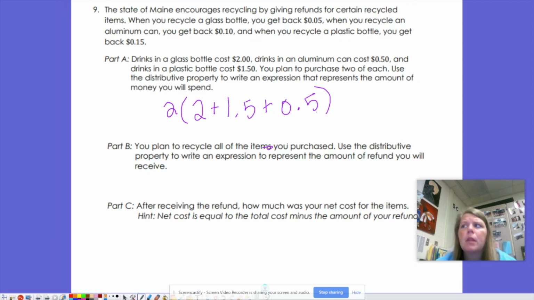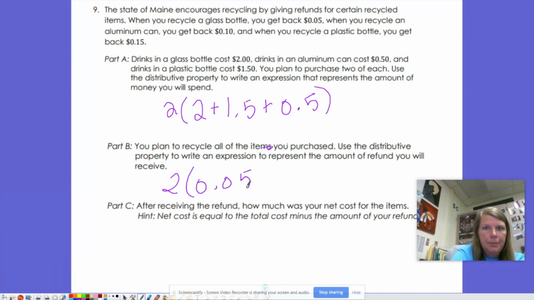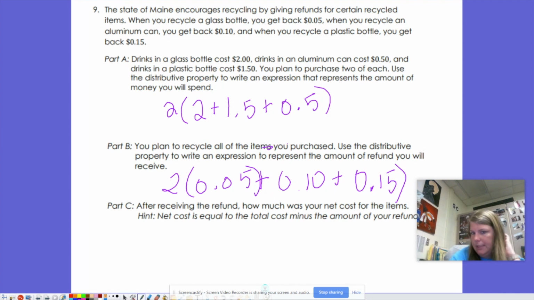Part B, you plan to recycle all of the items you purchase. Use the distributive property to write an expression to represent the amount of refund you'll receive. So now we're using the original information. So for those 2 bottles, I'm going to get 5 cents back for the glass bottle, plus I'm going to get back 10 cents for the can, plus I'm going to get back 15 cents for the plastic bottle. So that's the expression for the second one.